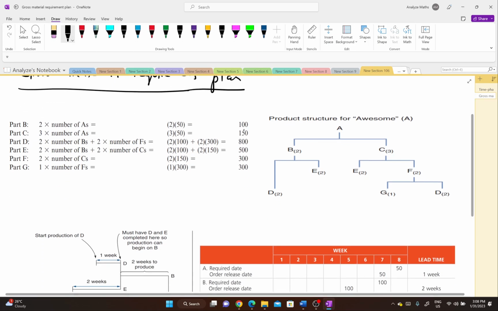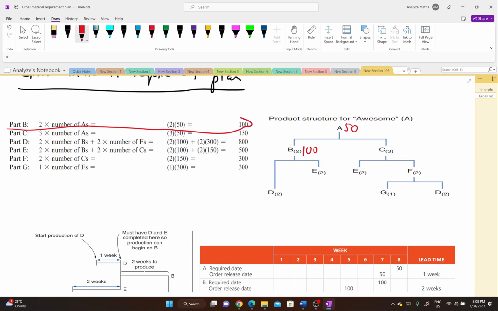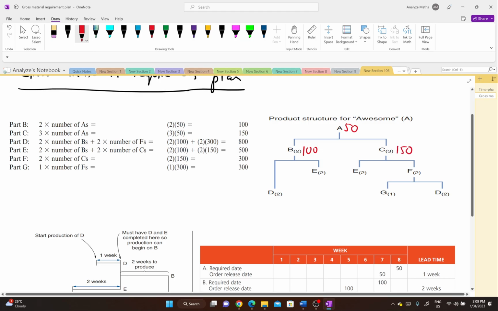Let's say I need 50 speakers here. We know that one speaker A needs 2 B. So if I need 50 here, you multiply by 2, you need 100 B. That's how they come out with this one. For C you need to multiply by 3, so you get 150. That is the number here.